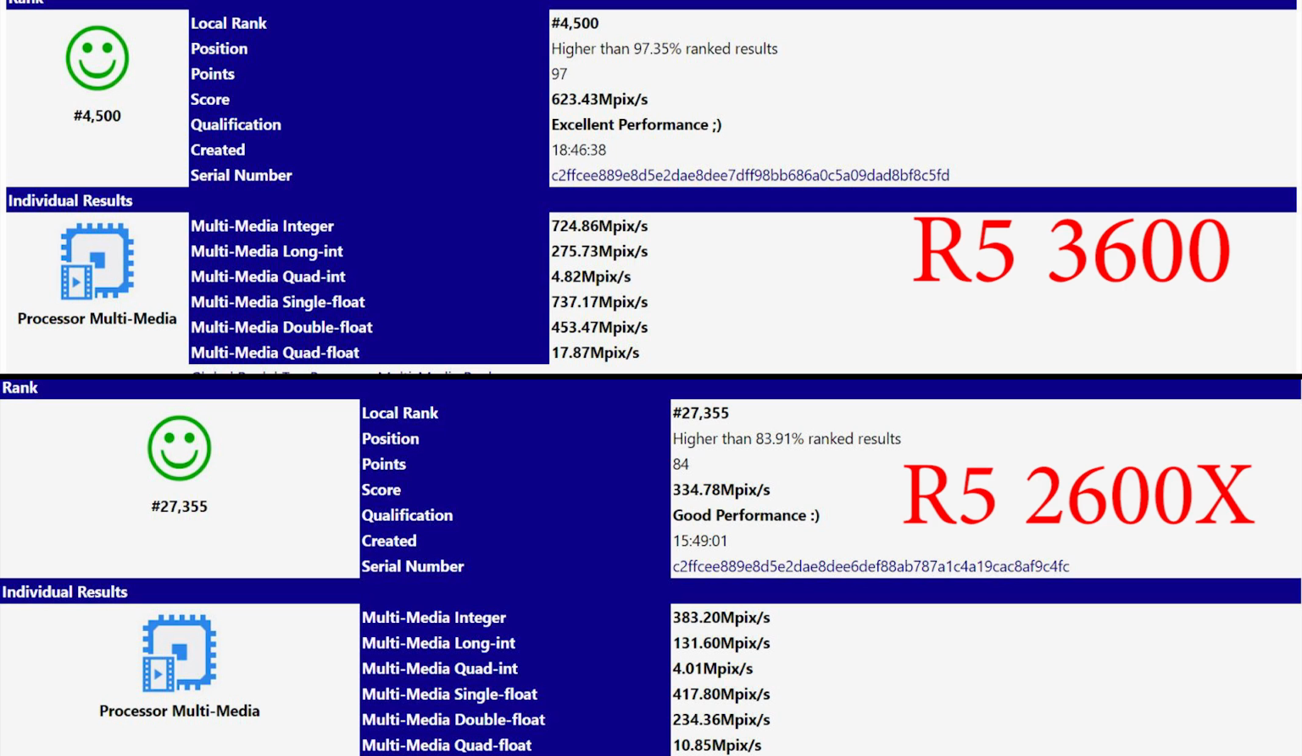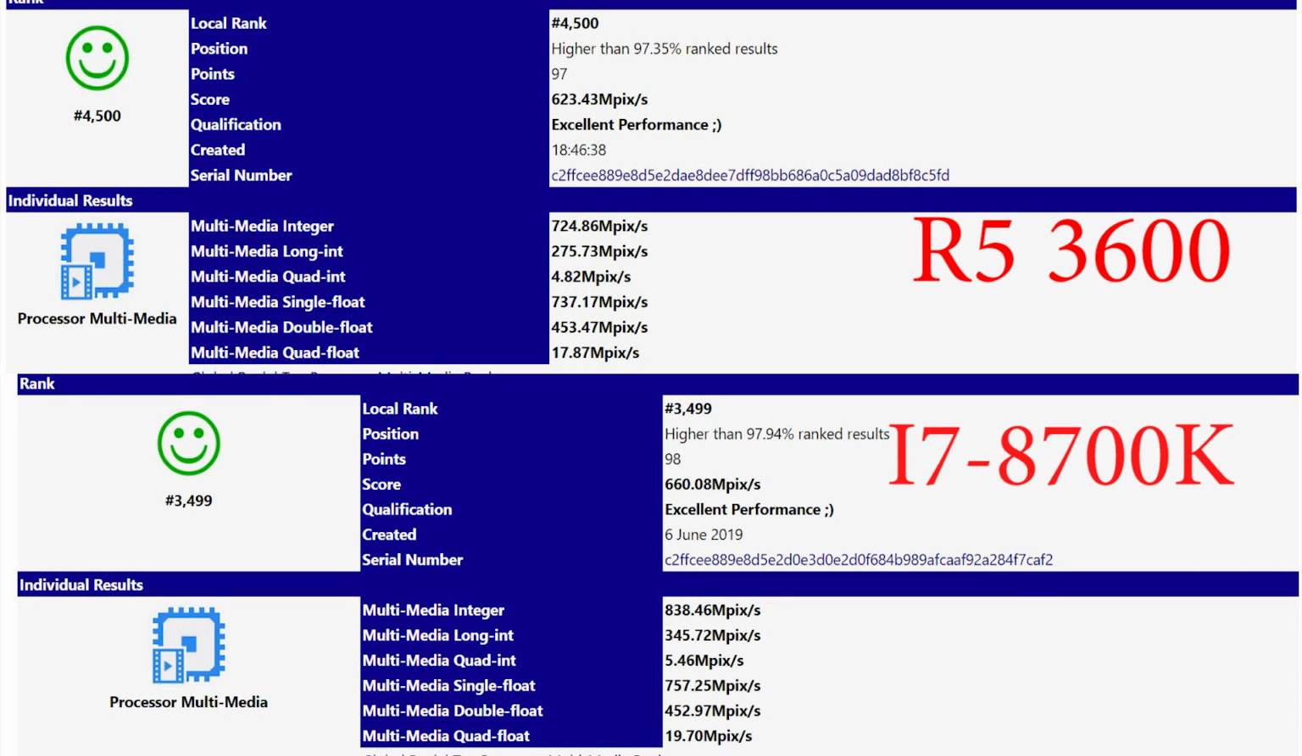But if you also look at the other scores, the 3600 trounces the 2600, and is actually much closer to what you would expect for the i7-8700K. Yes, the results were a little slower or a little faster, depending on the benchmark, or rather the test, but overall you can say that this is within margin of error stuff.